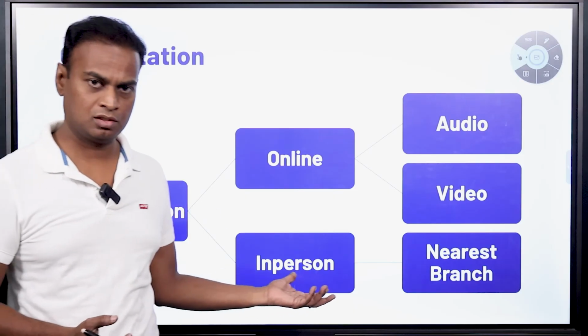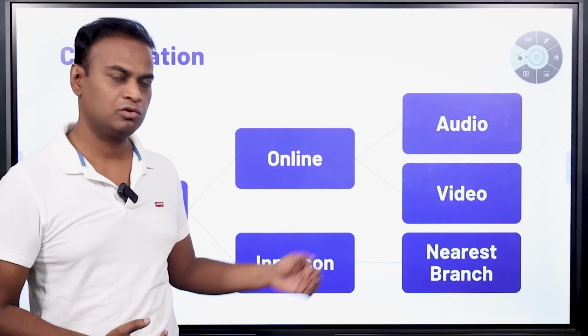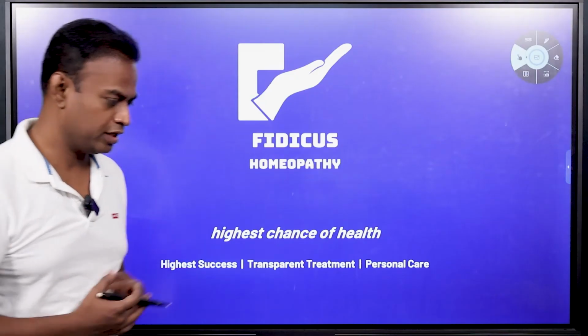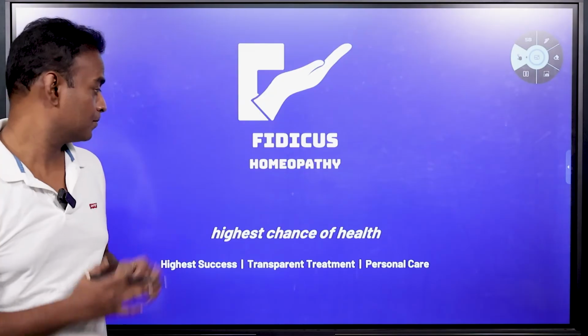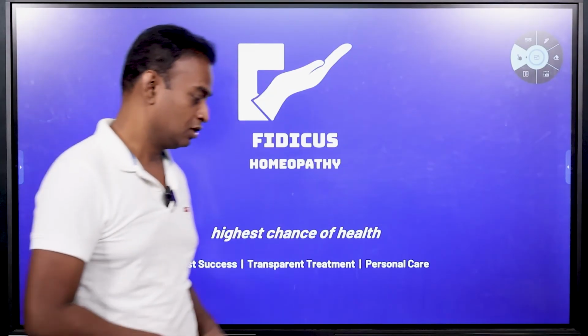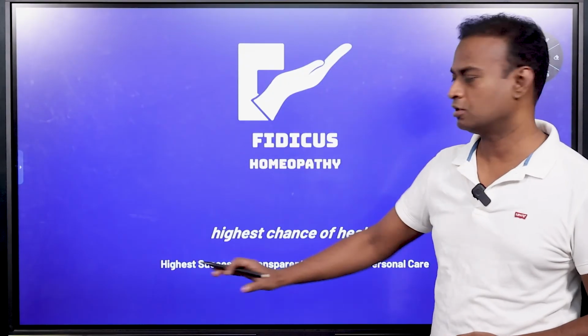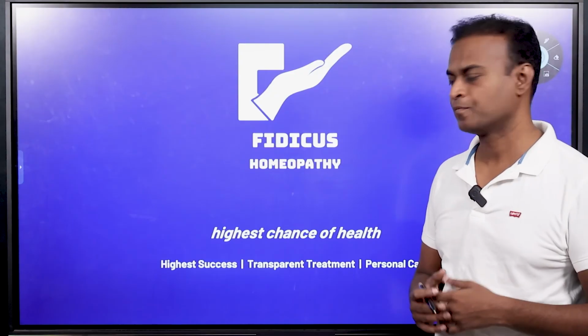Or else if you want to come in person, inquire about the nearest branch. We have lots of branches and you can meet us in person. Next one is why you have to consider Fidicus Homeopathy. At Fidicus Homeopathy, you have the highest chance of health, and we have the highest success rate for Bartholin cyst compared to any other individual homeopathic doctor or a corporate hospital.